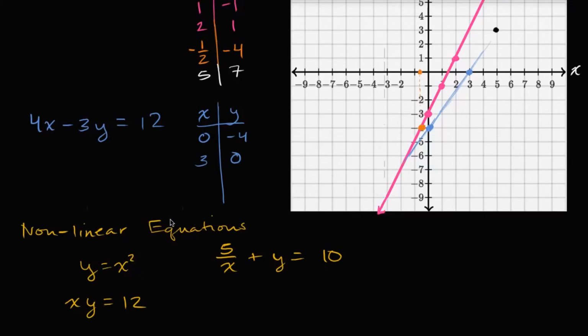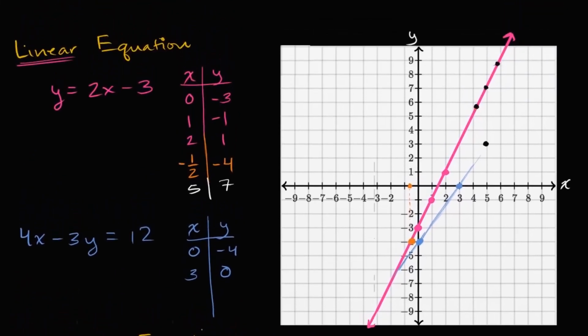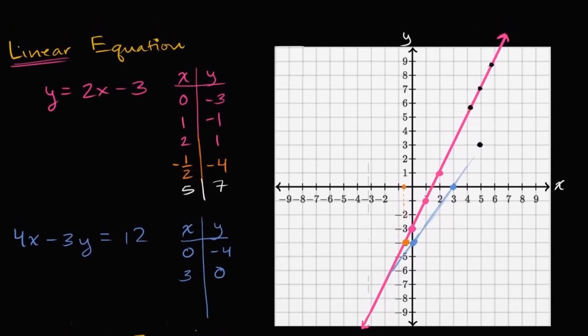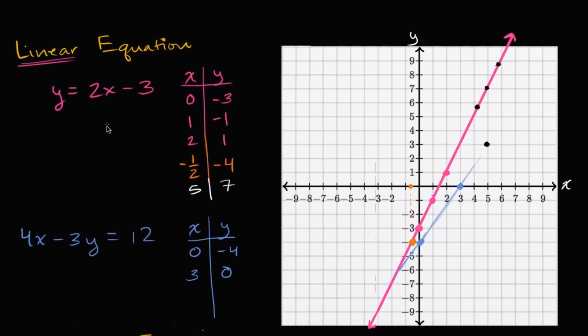But given that we've now seen examples of linear equations and nonlinear equations, let's see if we can come up with a definition for linear equations. One way to think about it is it's an equation that if you were to graph all the x and y pairs that satisfy this equation, you'll get a line. And that's actually literally where the word linear equation comes from.